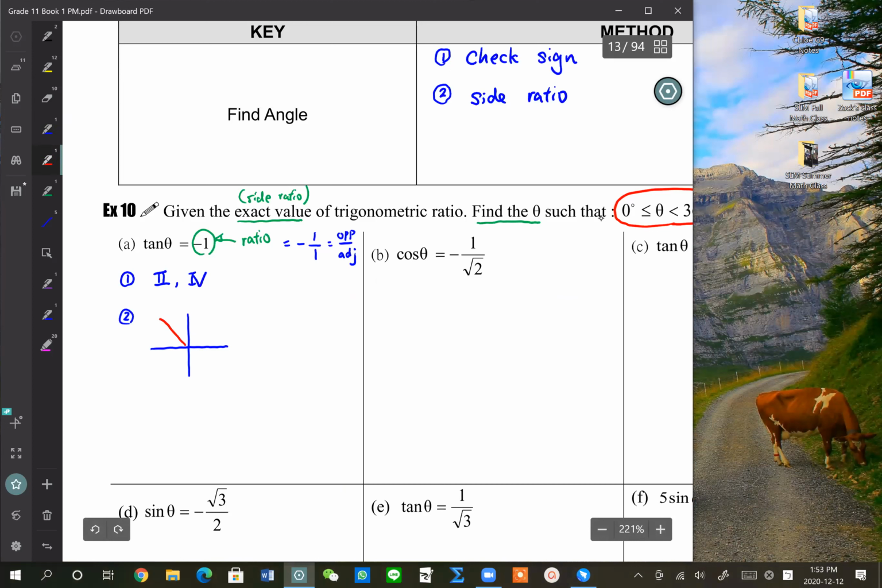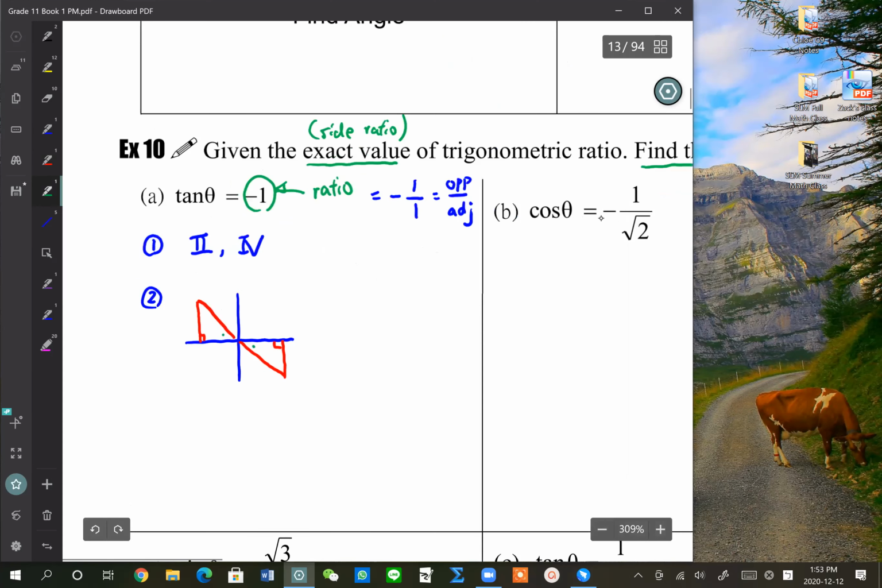Quadrant 2 is here, quadrant 4 is here. Make sure you draw the triangle the right way, okay? This is wrong, okay? Please do not draw like that. You have to make sure your triangle is with the x-axis, okay? And then those are the green dots. Those two are the reference angle, right? So you fill in the sides, looking from the reference angle. The sides are 1 and 1. Opposite, adjacent, right? Opposite, adjacent.